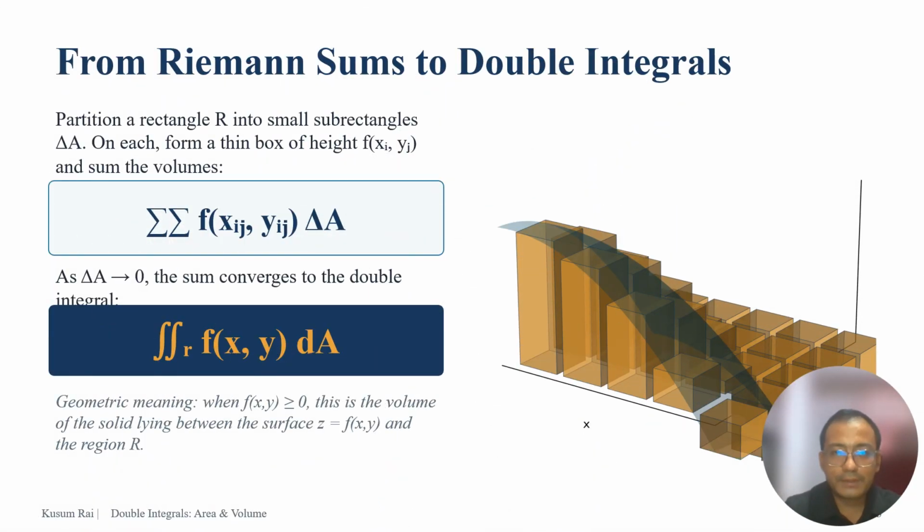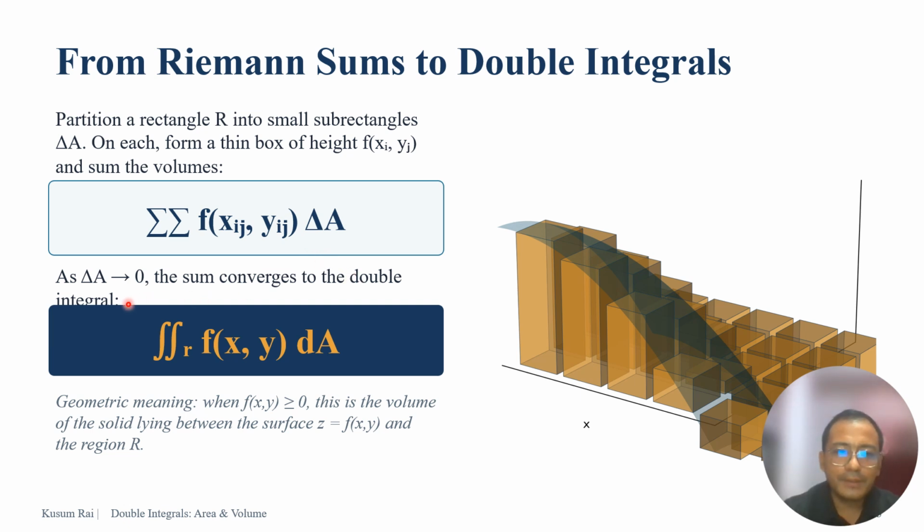Next, from Riemann sums to the double integral. Here we partition a rectangle R into small sub-rectangles, like in this picture. Each has area delta A and forms a thin box of height f(x_i, y_j). We can see in the picture, summing the volumes gives the double summation of f(x_ij, y_ij) delta A.